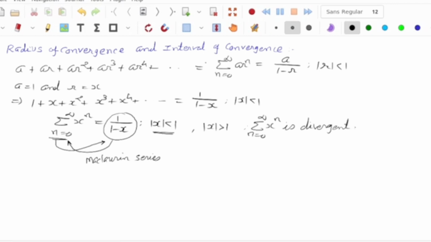So in radius of convergence and interval of convergence, we find the domain, that is all possible values of x for which the series is convergent or divergent. So let us define what is the radius of convergence and interval of convergence.